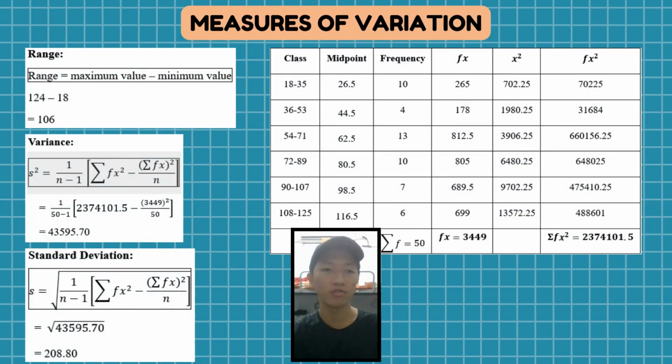Measures of variation. There are 3 measures of variation, which are range, variance, and standard deviation.